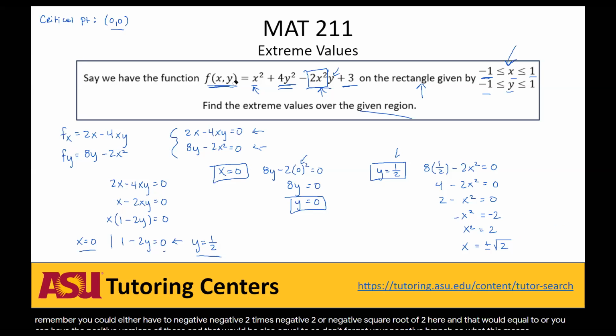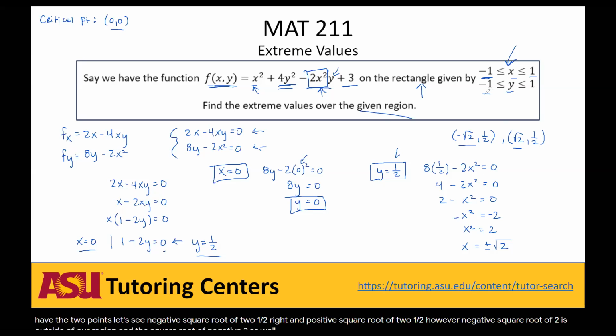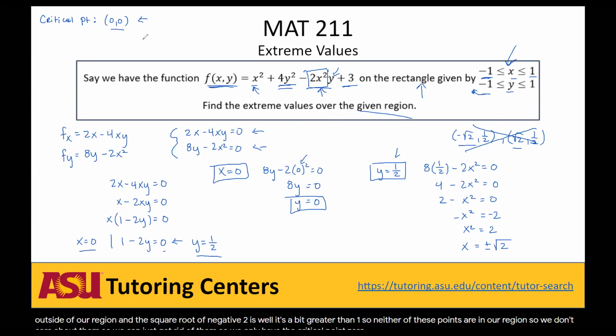So what this means is that we have the 2 points: negative square root of 2, 1/2, and positive square root of 2, 1/2. However, the square root of 2 is outside of our region, and the negative square root of 2 as well. It's a bit greater than 1. So neither of these points are in our region, so we don't care about them. We can just get rid of them. So we only have the critical point 0, 0 in this case.